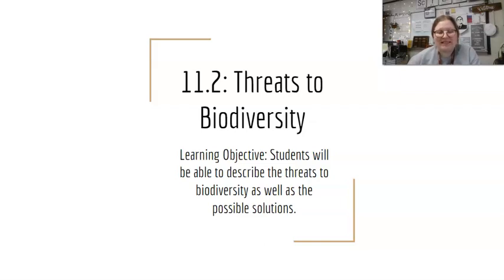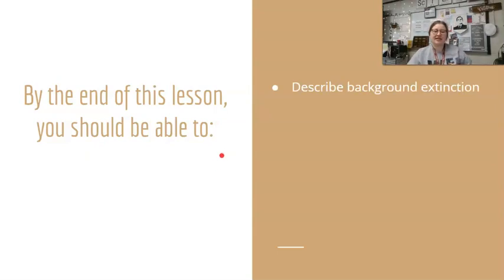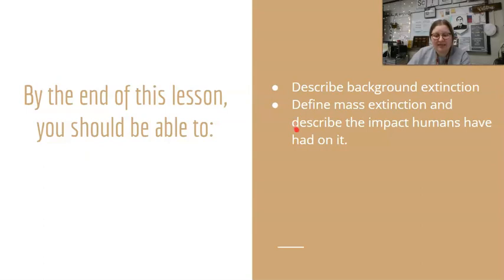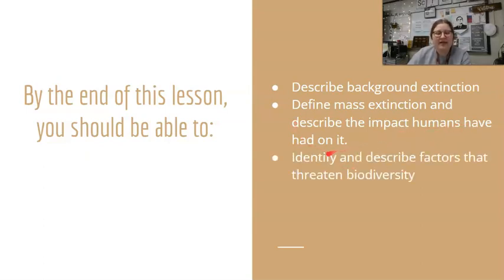All right, welcome to lesson 2 in chapter 11. Again, all of chapter 11 is going to talk about biodiversity. This lesson is specifically going to talk about the threats to biodiversity. So the learning objective is that you'll be able to describe the threats to biodiversity as well as the possible solutions. By the end of this lesson, you should be able to describe background extinction, define mass extinction and describe the impacts humans have had on it, and then identify and describe factors that threaten biodiversity.